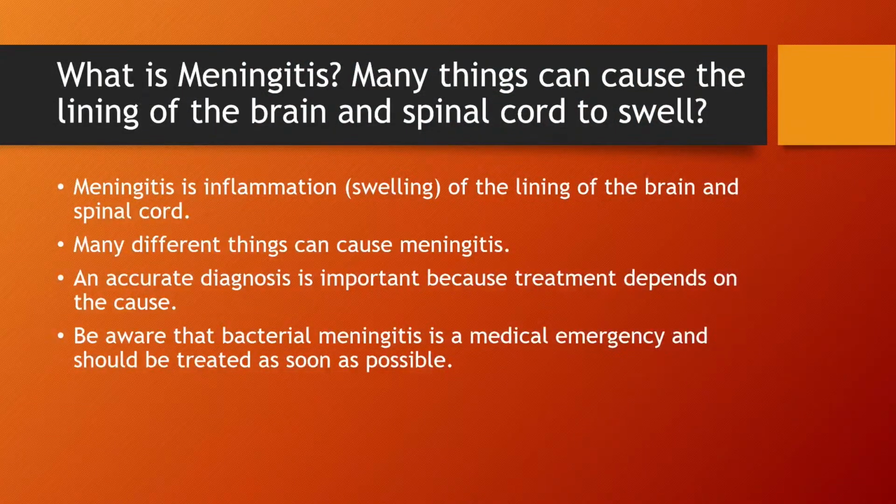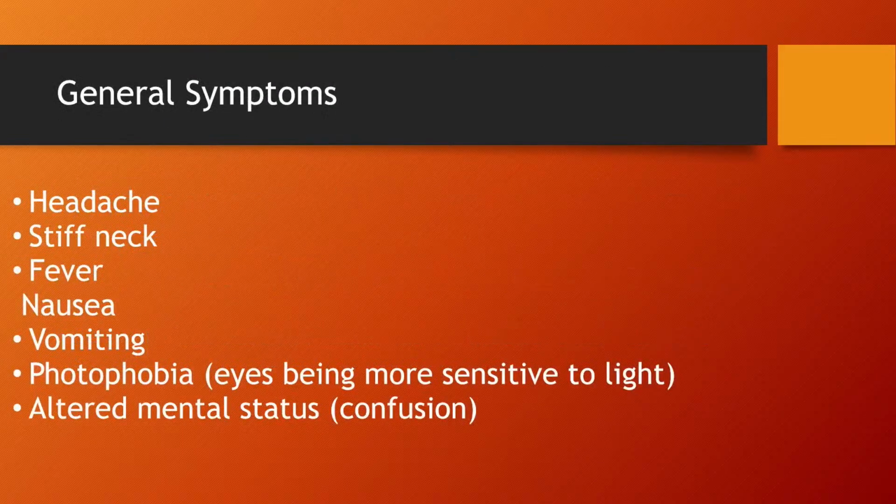Yes, we were discussing what is meningitis. We already said this, so we can move on to the other slide. So the general symptoms: we have headache, stiff neck, fever, nausea, vomiting, photophobia, which means being more sensitive to light in the eyes, and altered mental status, confusion.